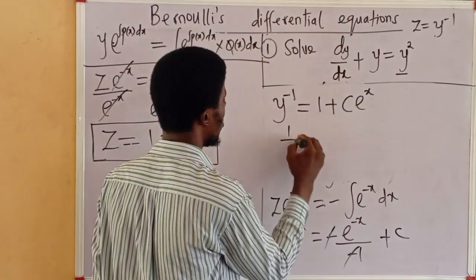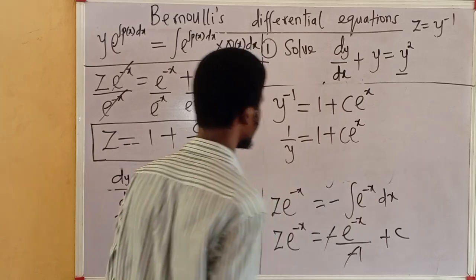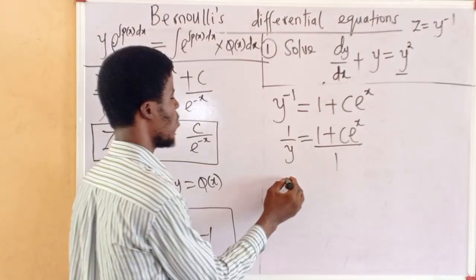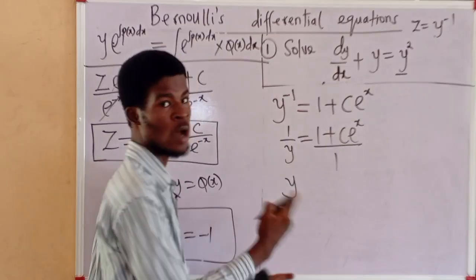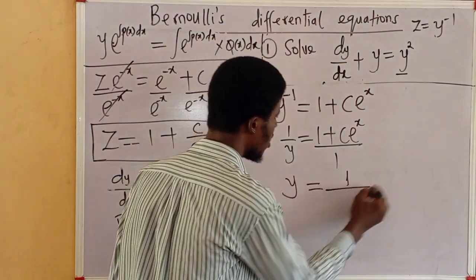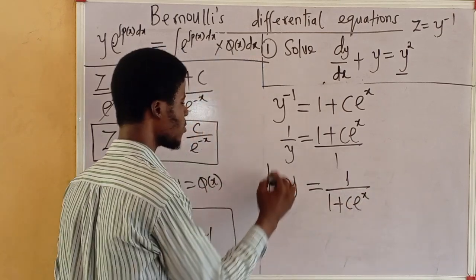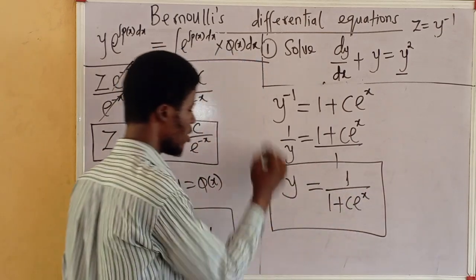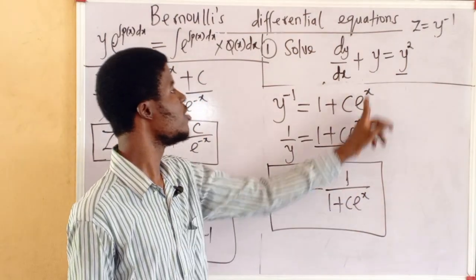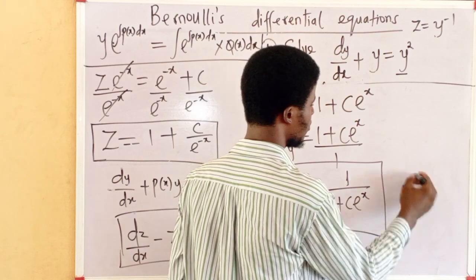So this is 1 over y equal to 1 plus c e to the power of x. This is over 1. So if I reciprocate both sides, y over 1, which is y, is equal to 1 all over 1 plus c e to the power of x. This is the general solution of this Bernoulli's equation. So this is what we are looking for actually.